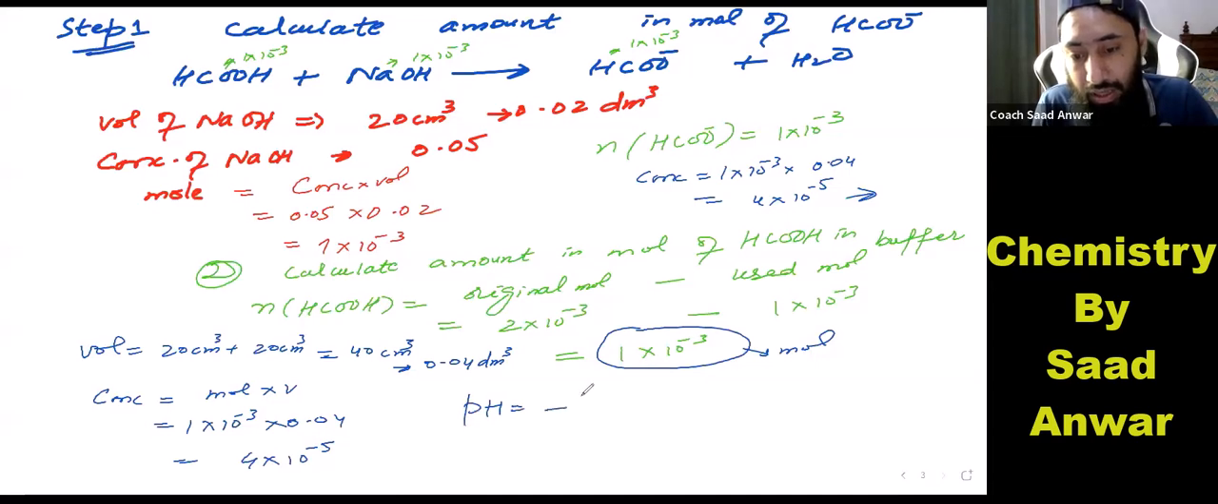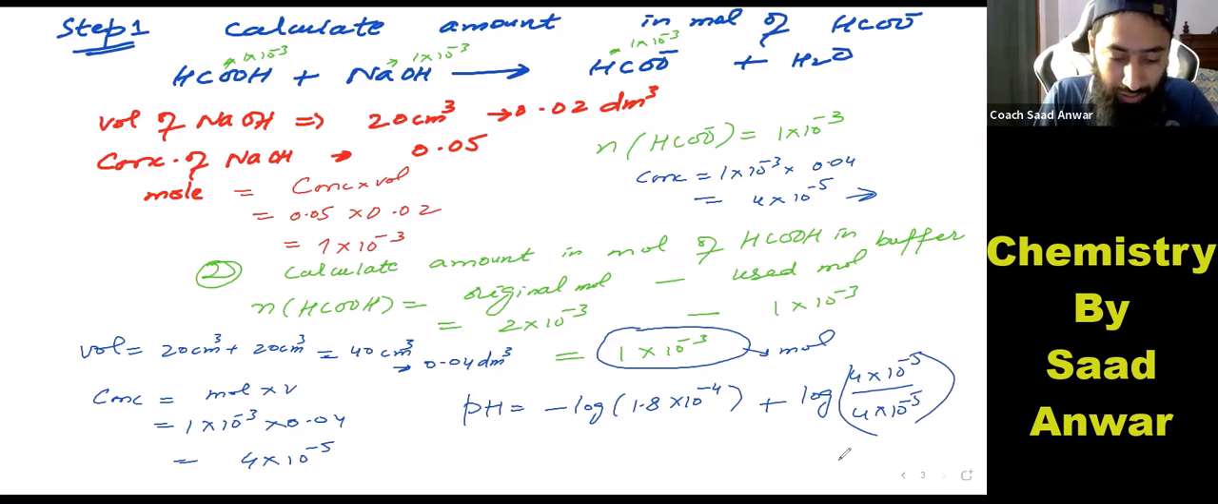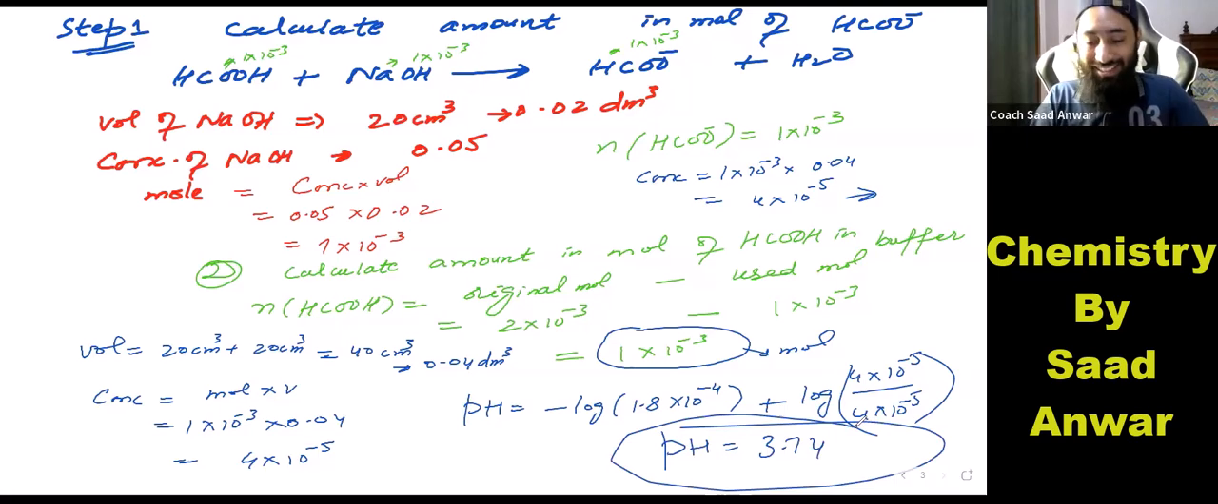pH equals pKa plus log of salt over acid. So minus log of 1.8 into 10 raised to power minus 4, plus log of salt, 4 into 10 raised to power minus 5, over the acid, 4 into 10 raised to power minus 5, the same value. That will be log 1, which is zero. So minus log 1.8 into 10 to the minus 4 plus log of the same value, you will get pH equals 3.74. So this is the pH.